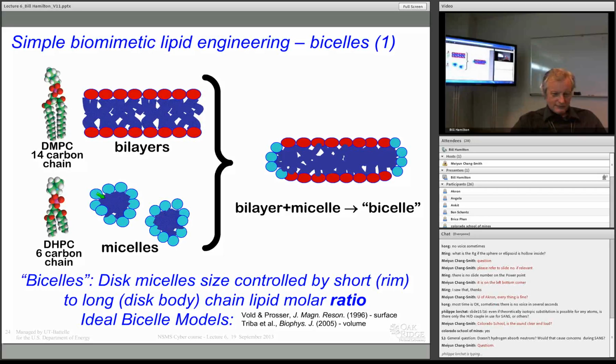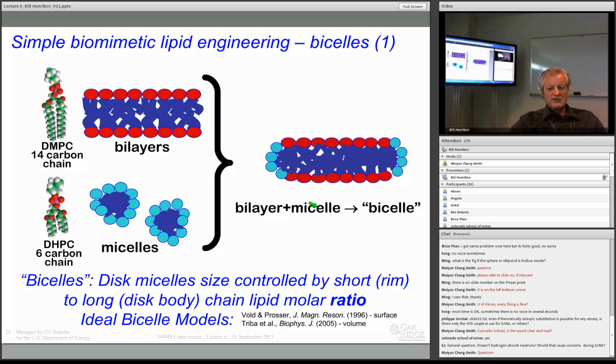And they're called bicelles because they're layered. This is the technical name for this membrane, and micelle, so we get bicelle. So basically what happens is this is a little object where it forms a rim around a body formed by the bilayers.